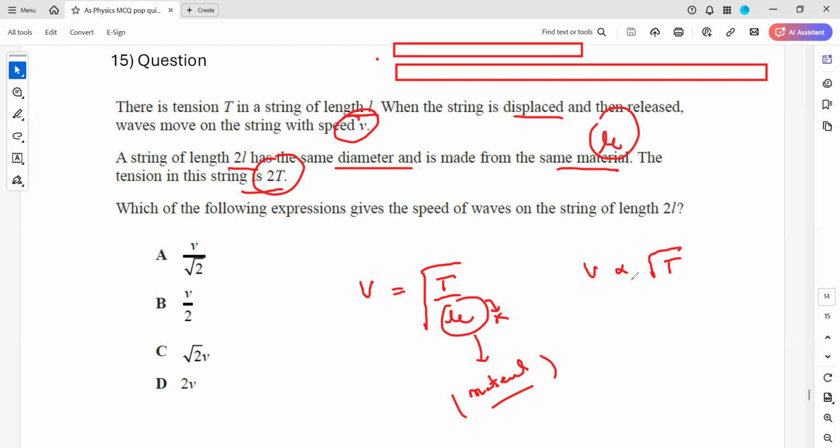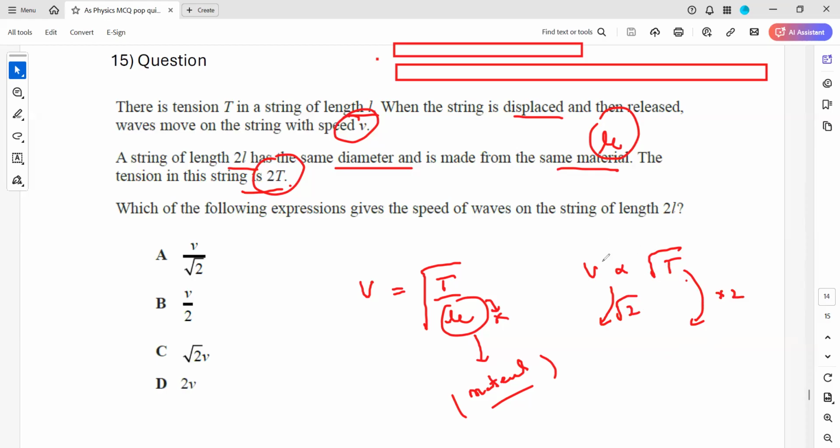So mu is not changing. V is directly proportional to under root T. The tension is doubled. So if T is doubled, what will happen? Because V varies with the root, if this is multiplied by 2, by what factor will it increase? It will increase by under root 2.